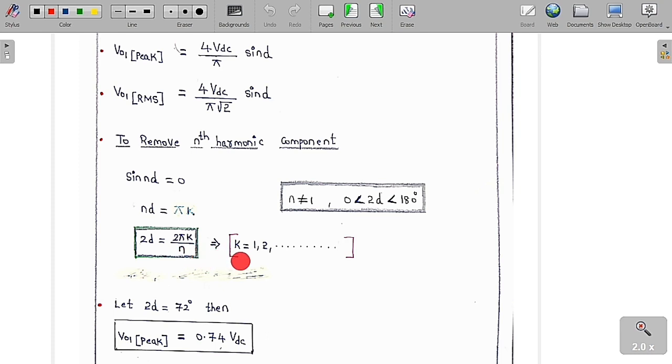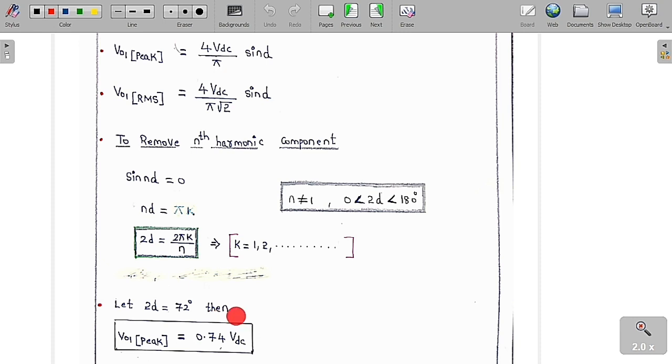Always k can lie from 1 up to infinity, but n cannot be 1, because we cannot remove the fundamental component. Also 2d can only lie from 0 to 180 degrees, because the pulse is present in only half cycle, so it cannot be more than this. So 2d is equal to 2 pi k by n. Therefore n can lie from 1 up to infinity, whereas 2d can lie only from 0 to 180 degrees. Suppose 2d is equal to 72 degrees, then what is going to happen?